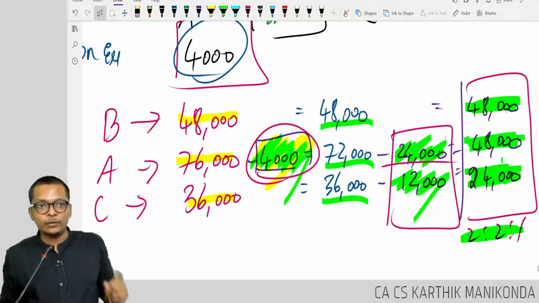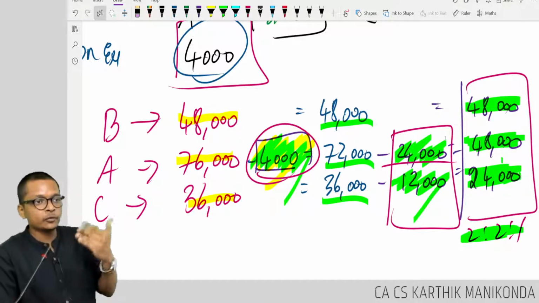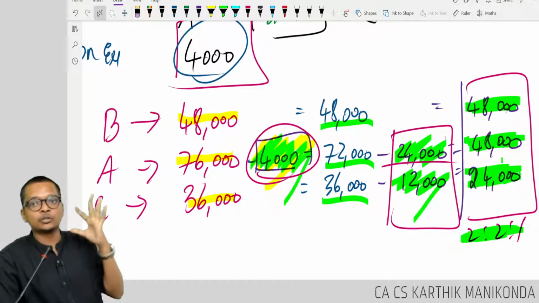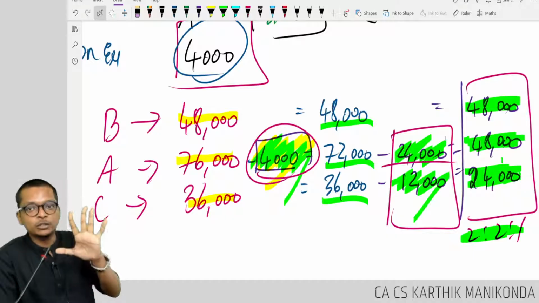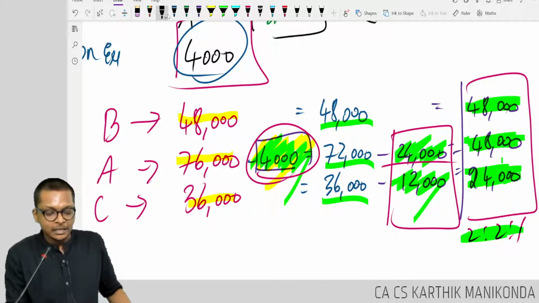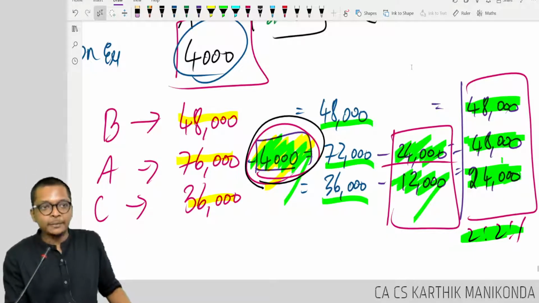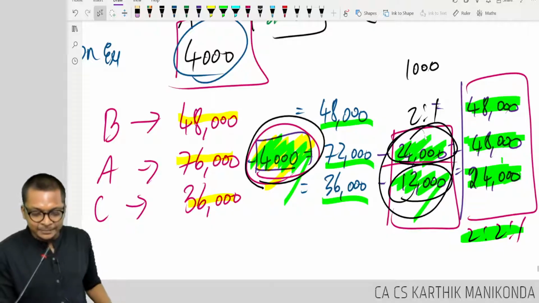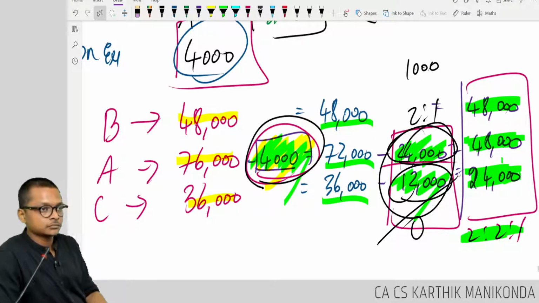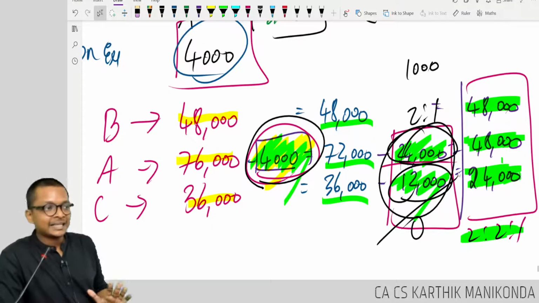So, imagine I have only 1,000 rupees left. Who will take that? A will take the full 1,000. Imagine I have only 3,000 rupees left. A will take the full 3,000. Imagine I have only 5,000 rupees left. A will take 4,000. The remaining 1,000, and the 24,000 and 12,000, I will distribute in the ratio 2 is to 1 until this becomes 0. Are you following, guys? Clear?